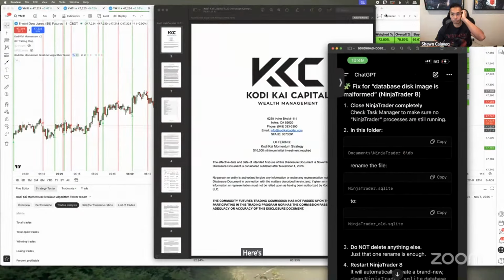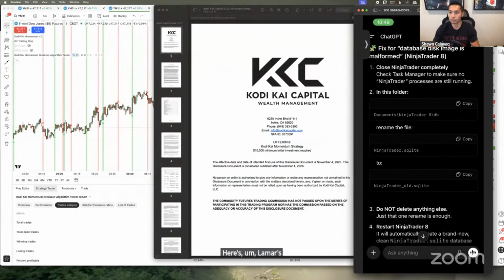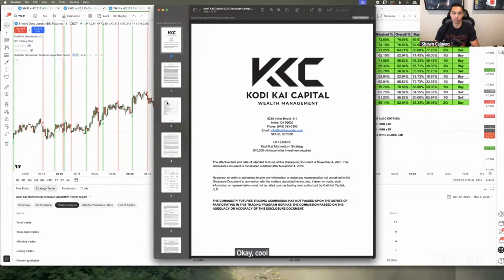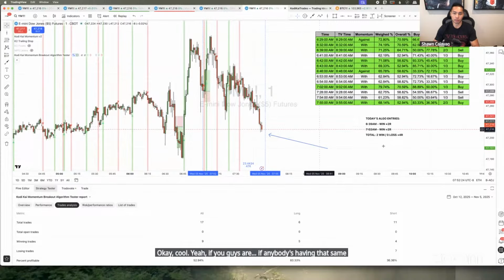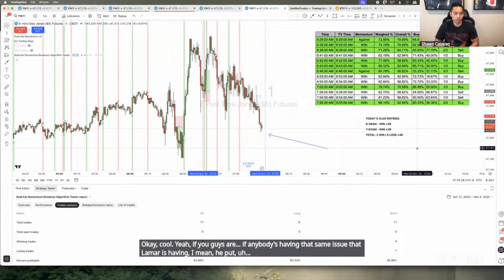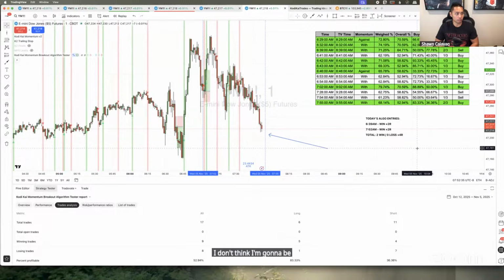Here's Lamar's fix for it. Okay, cool. Yeah, if anybody's having that same issue that Lamar's having, he put the directions to fix that. My issue is different, so I don't think I'm gonna be able to resolve that by doing that specifically.